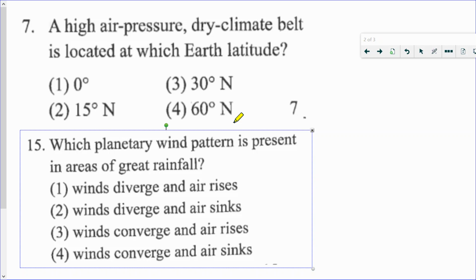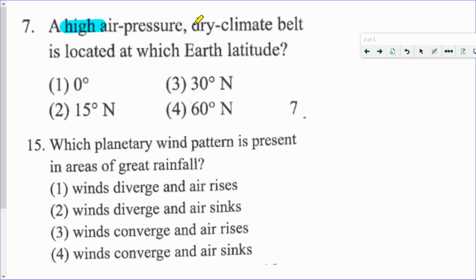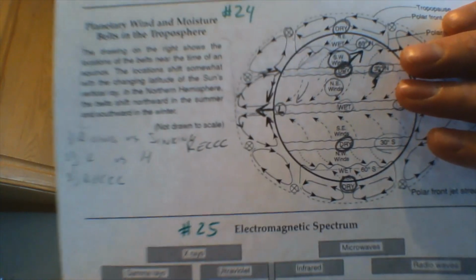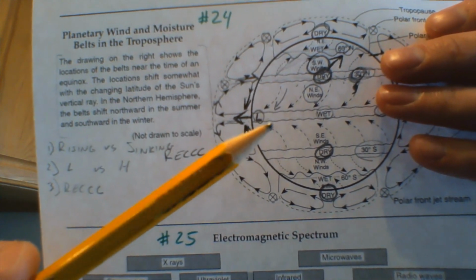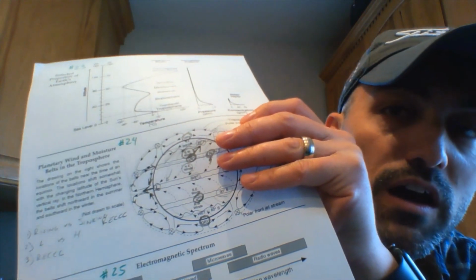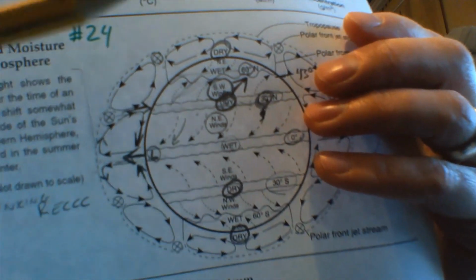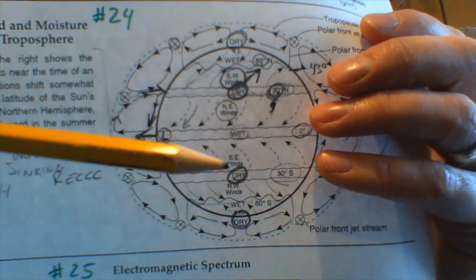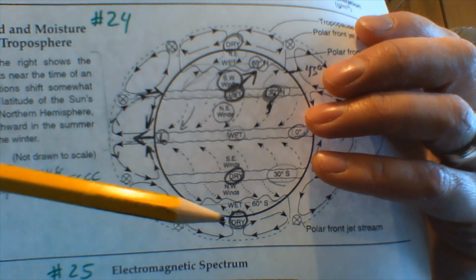Okay, so what information are we looking for on the chart there? High air pressure, dry climate belt. What latitude? I can work backwards or forwards on multiple choice questions. They gave me latitudes, so I can pick each of those latitudes and go to that proper section on my chart, okay? Or they told me a high pressure and a dry climate belt, so I'm going to directly go to dry, dry, dry, and dry, and look at those different latitudes.